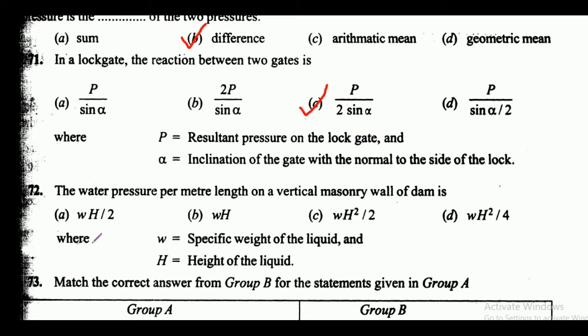Next is: the water pressure per meter length on a liquid masonry wall of a dam is, here friends, these are the options, where W is equal to the specific weight of the liquid and H is equal to the height of the liquid. So here friends, the correct answer is option C, that is WH square upon 2.